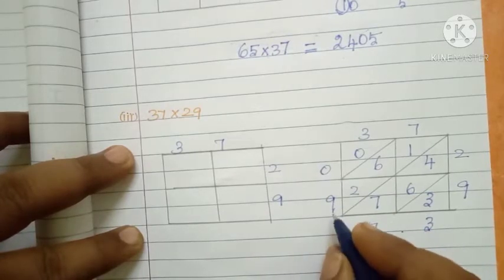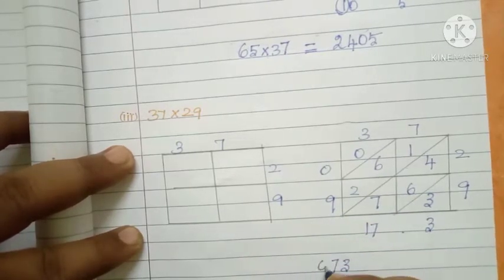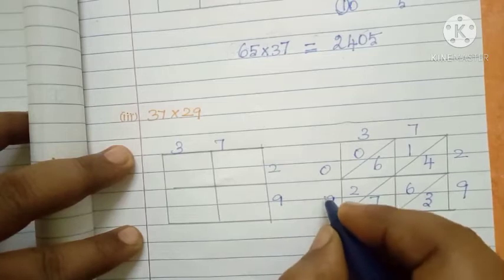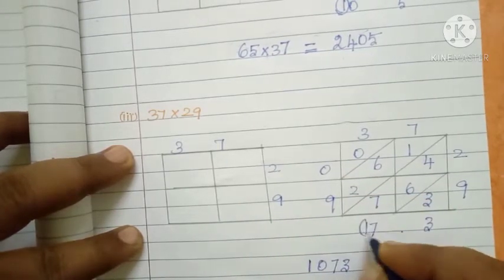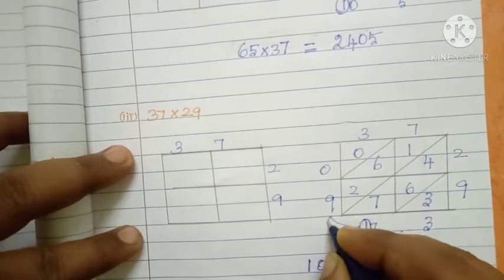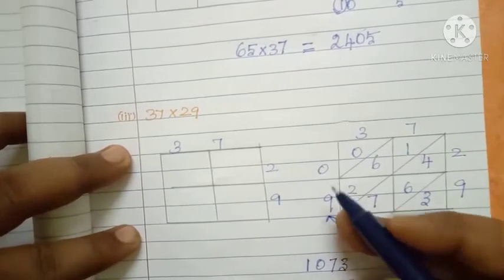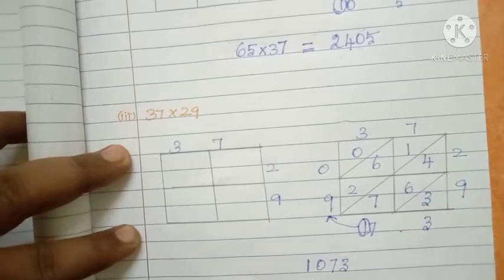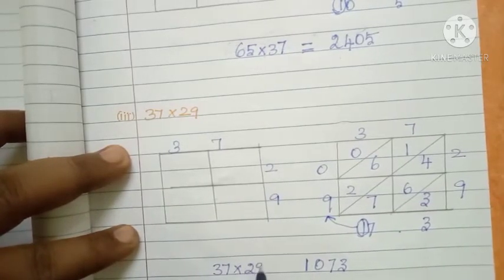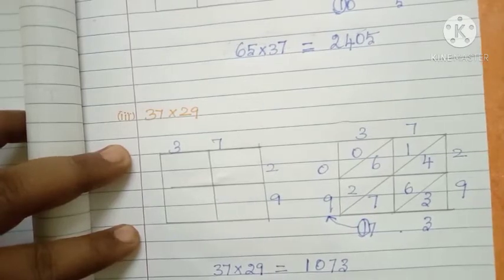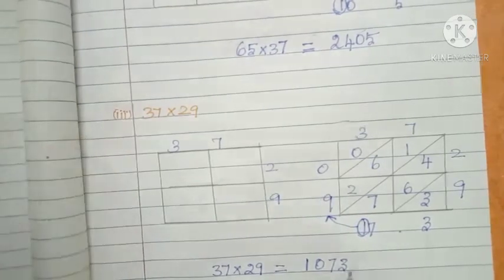So 9 plus 1 is 10. Put the 0, and 1 is carried over. 1 plus 0 is 1. So 1 gives it here. 9 plus 1 is 10, here is 0. So write that 10. So 37 multiplied by 29 equal to 1073 is the answer.